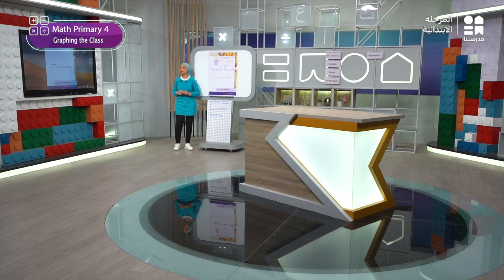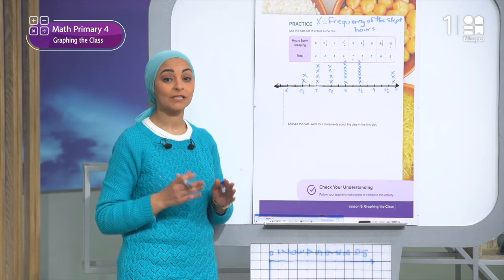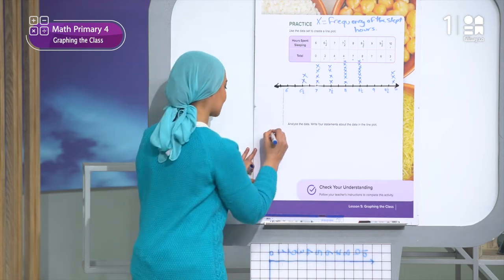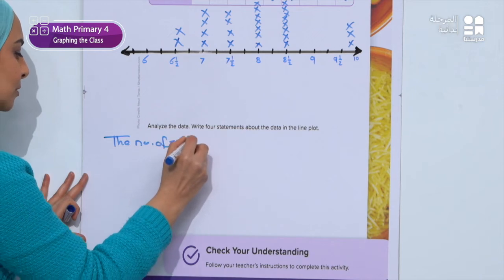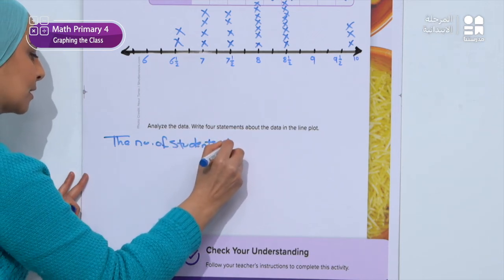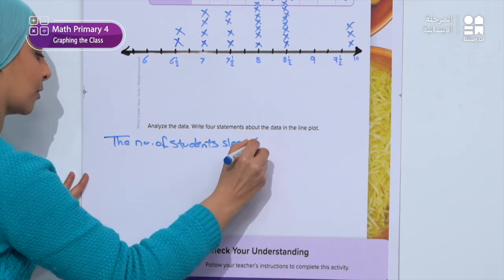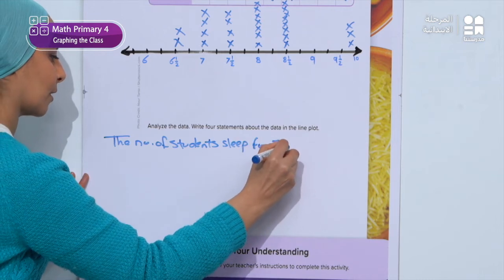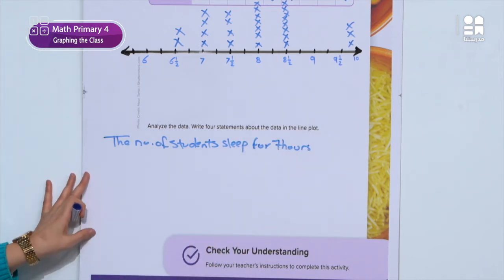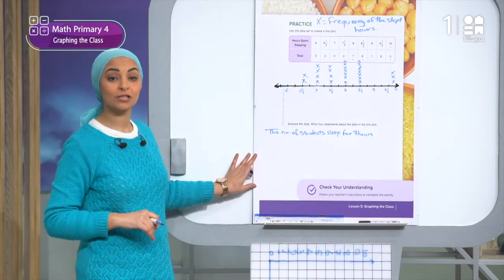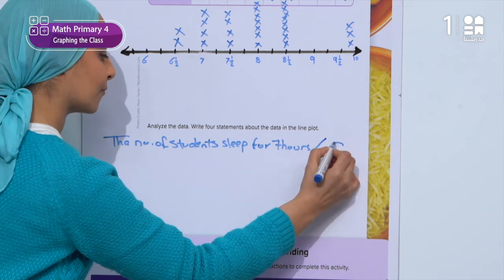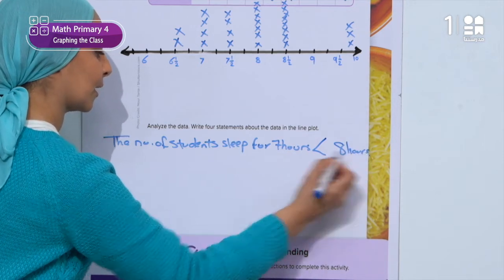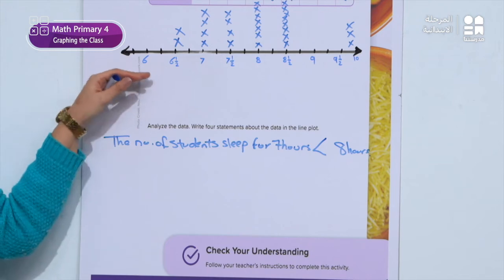Now we could write something like this. For example, we can write: the number of students who sleep for 7 hours is less than the number of students who sleep for 8 hours. Okay? How did we know this? From the line plot.